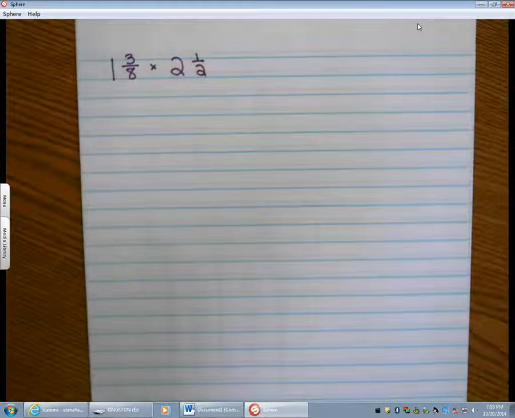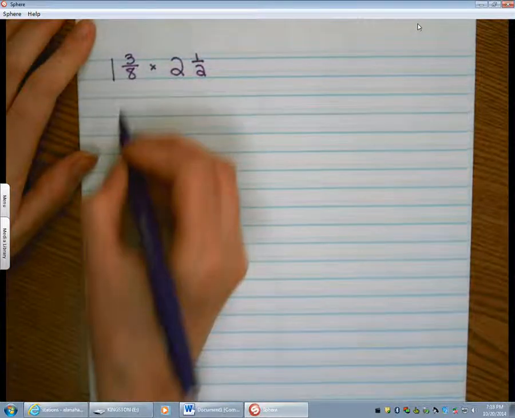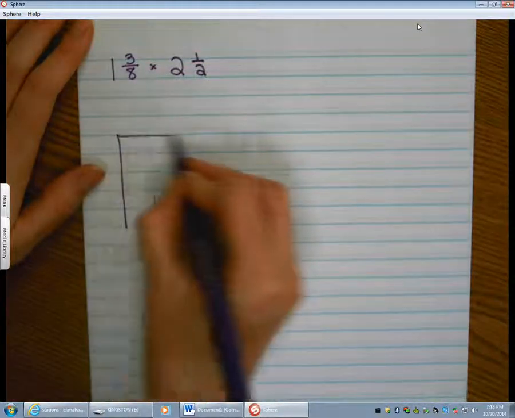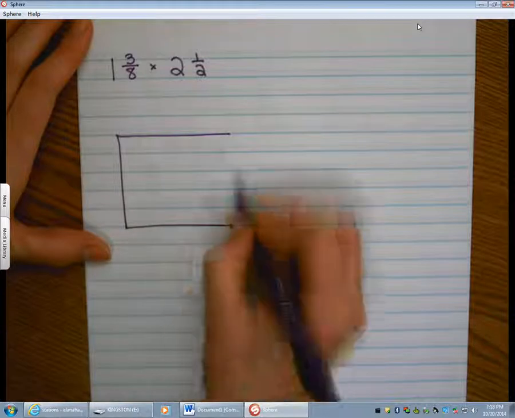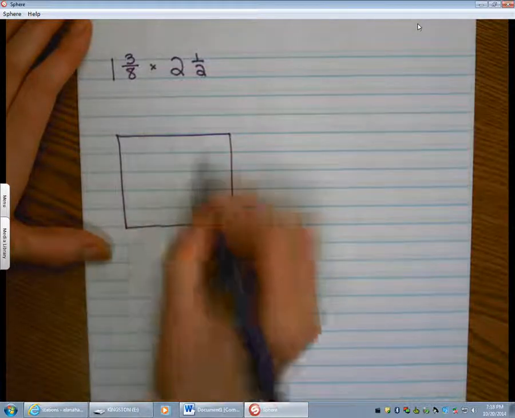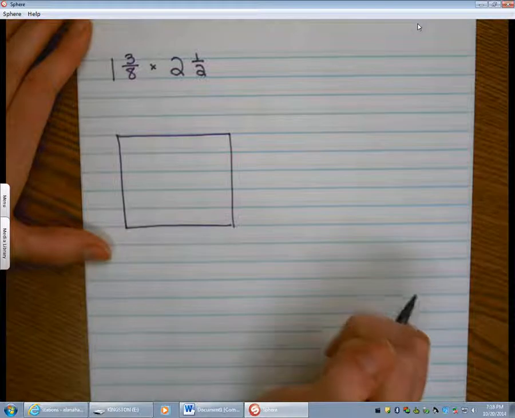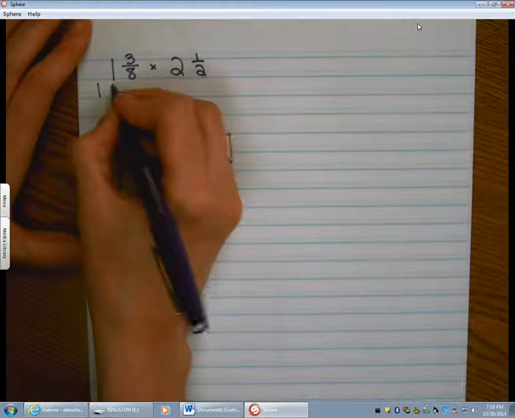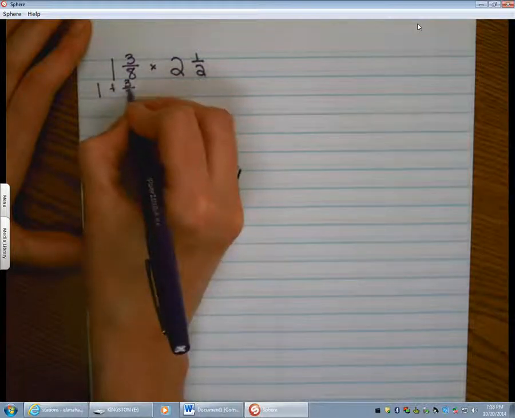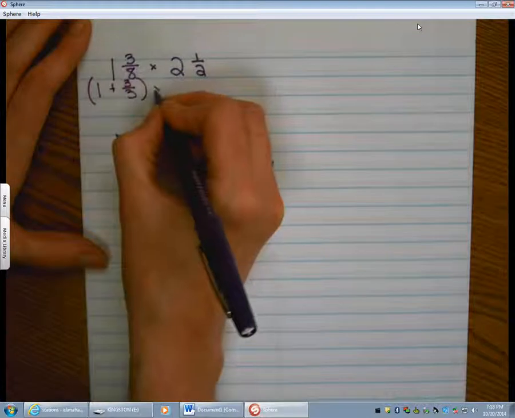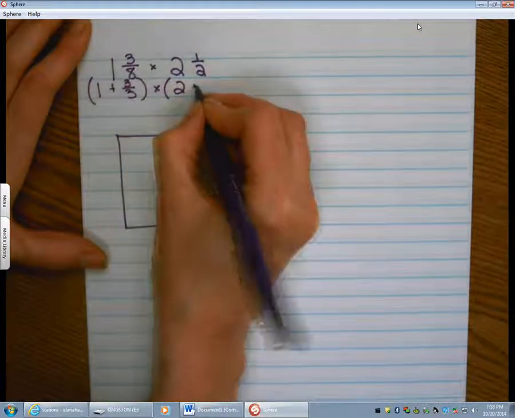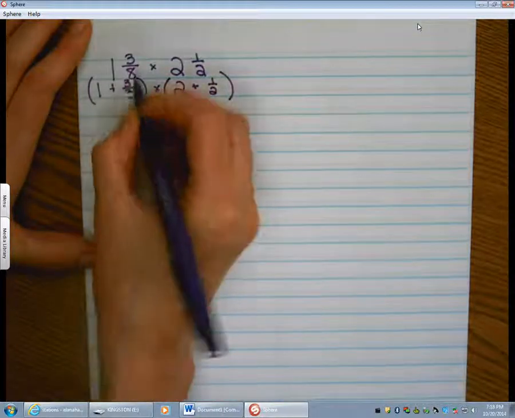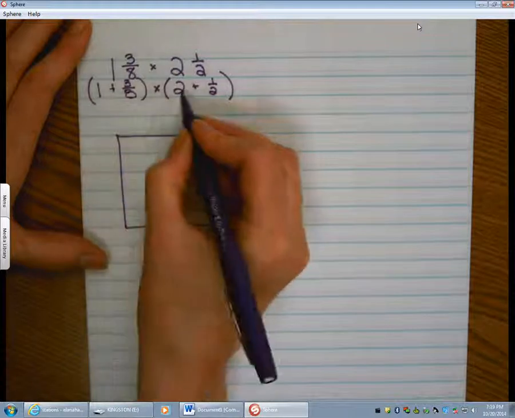Okay. Again, I'm going to have my 1 3/8 be on my section here with my rows, and my 2 1/2 is going to be over here, going horizontally like a column, like a vertical column, but it's the horizontal part of my area model. So I'm going to separate 1 3/8 into the whole number 1 plus the fractional part 3/8, and that's what I'm multiplying times 2 plus 1/2. So I really have the quantity of 1 plus 3/8 times the quantity 2 plus 1/2.